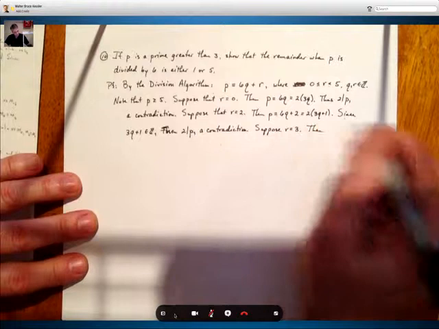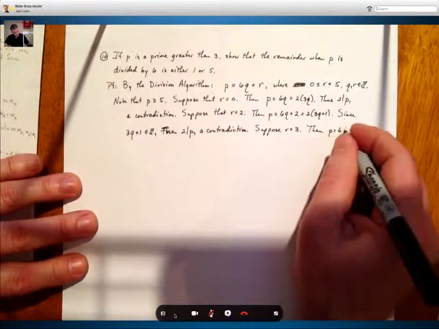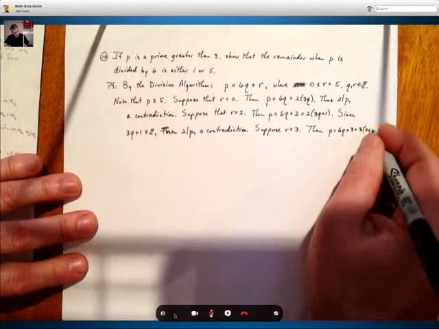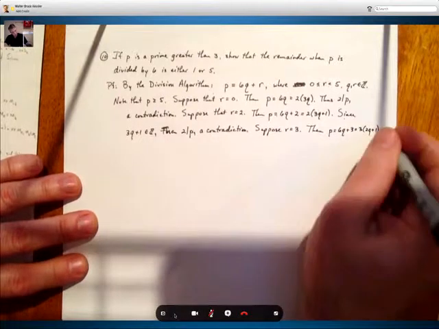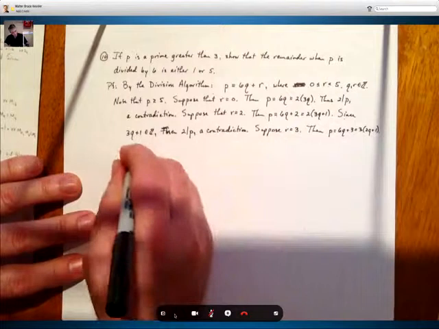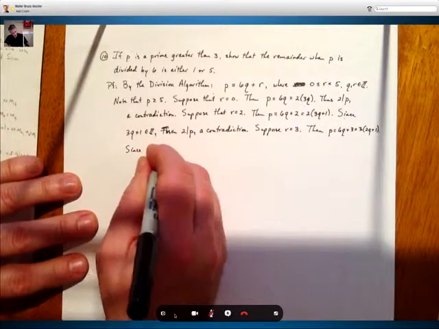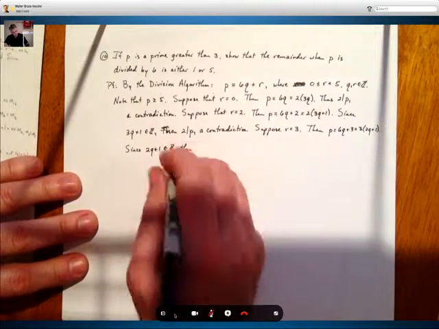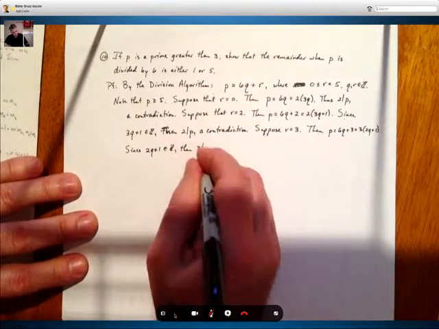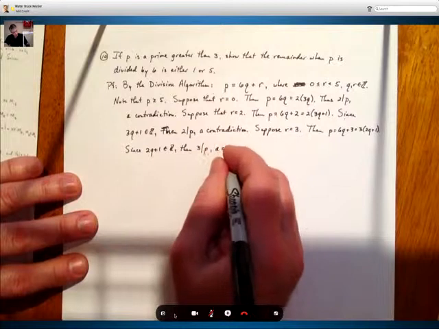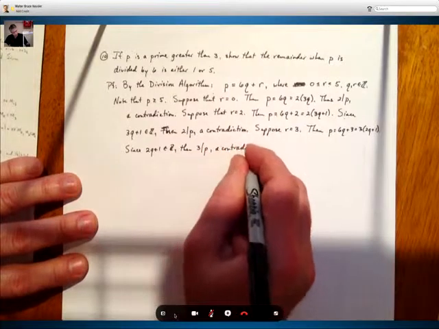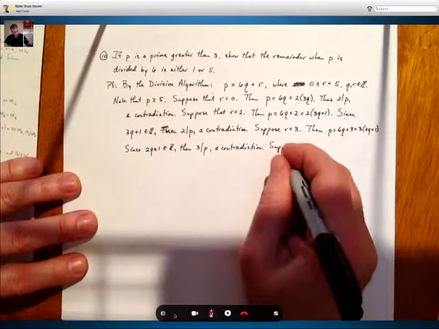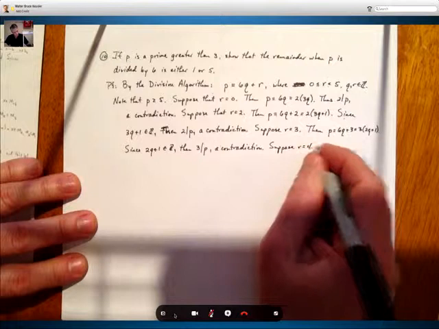Let's do it again. Suppose R equals 3. Then P is 6Q plus 3, which is 3 times 2Q plus 1. Since 2Q plus 1 is an integer, then 3 divides P, which is a contradiction. Okay, we're getting there.